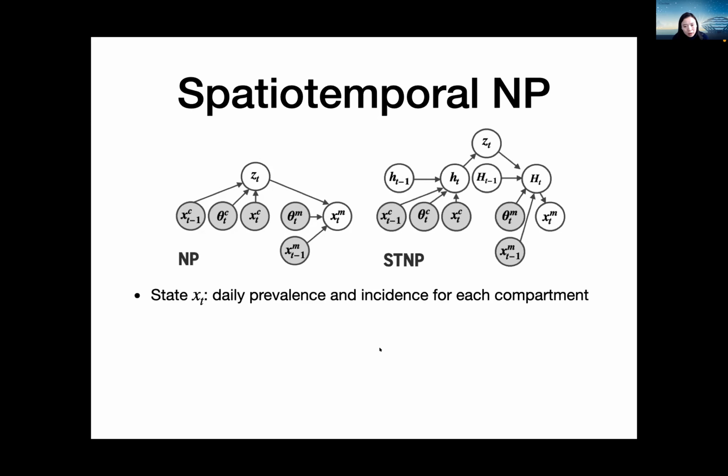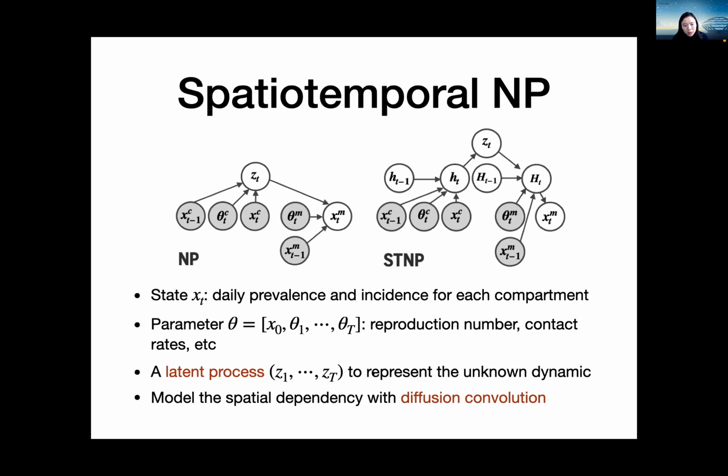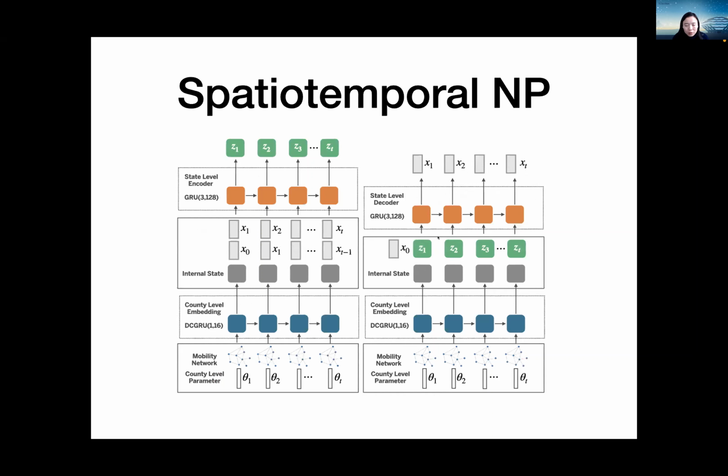That's the output of the neural process, and the parameters theta represent the characteristics of the virus, such as the reproduction number, the contact rates, etc. And these are the input of the model. We introduced a latent process to represent this unknown dynamics over time, and then we use diffusion convolution to capture the spatial dependency, as explained before. So this is our model, which we ended up calling the spatial temporal neural process. Essentially, it takes the county level parameters theta and generates some latent parameters.